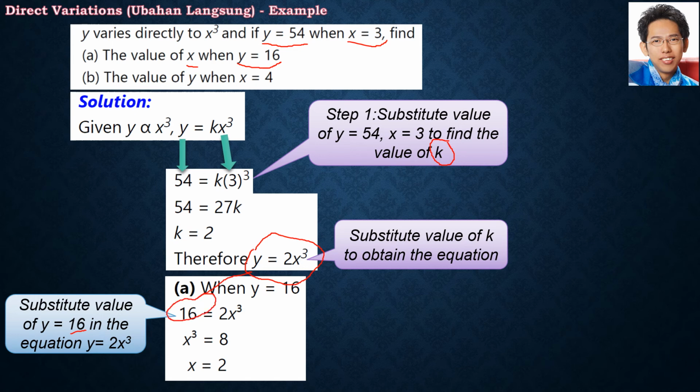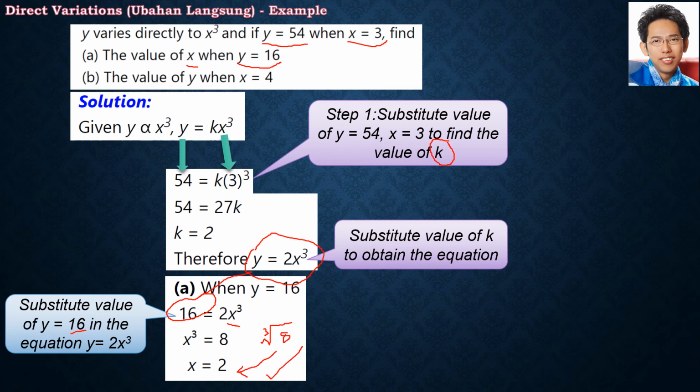Okay, so then we solve this one to get our x. So this one, x to the power of 3 equals 8. How to get the x is actually the cube root of 8. Okay, so after you get this one, you got x equals 2. So this is your answer for A.